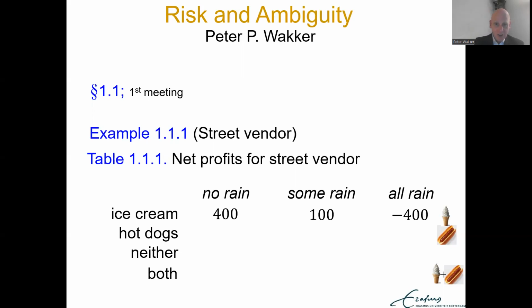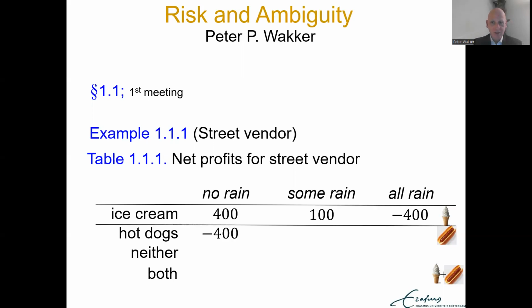Now for hot dogs, if there is no rain, you don't sell much. And hot dogs also, you can't keep them, they get spoiled. So then you lose 400 euro. Some rain, then you gain 100 euro. But all rain, well, there may not be many people, but they like hot dogs much. Then you gain 400 euro from having hot dogs. Neither is, of course, 0.